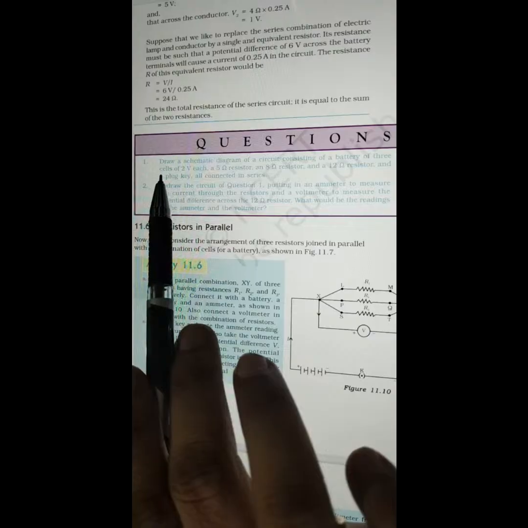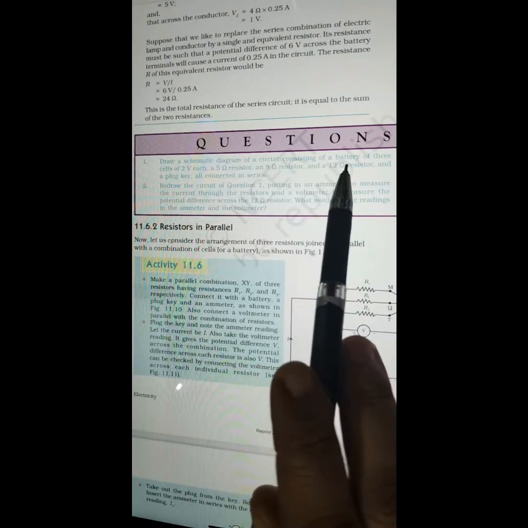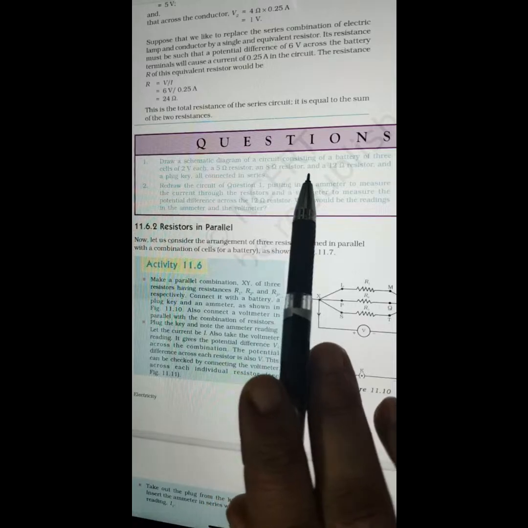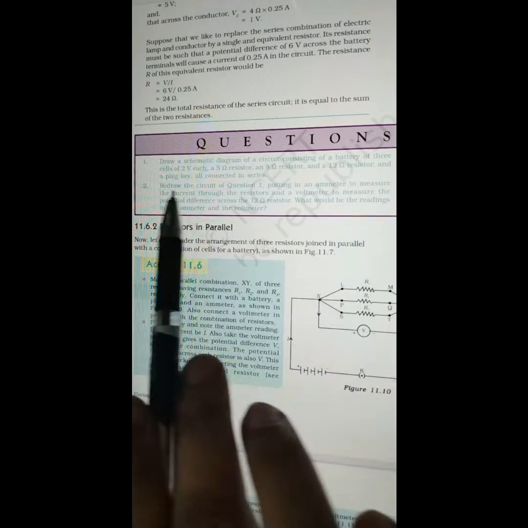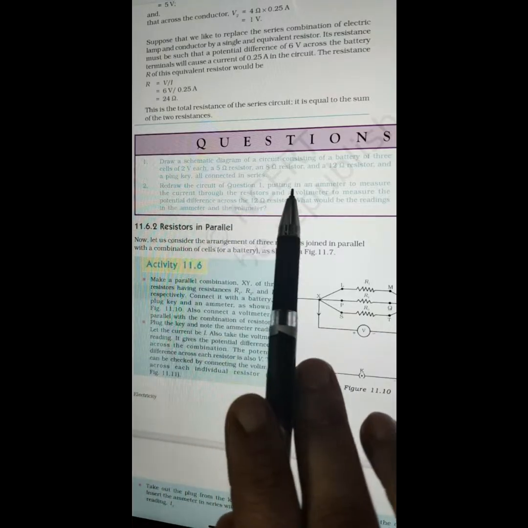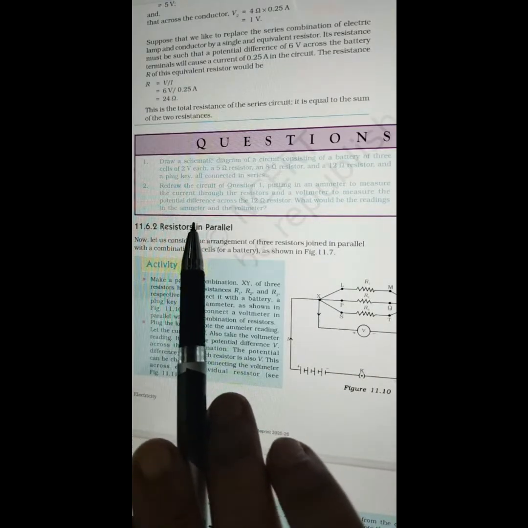In-text questions. Draw a schematic diagram of a circuit consisting of a battery of three cells of 2 volt each, a 5 ohm resistor, an 8 ohm resistor, and a 12 ohm resistor, and a plug key, all connected in series. Redraw the circuit of question 1, putting in an ammeter to measure the current through the resistors and a voltmeter to measure the potential difference across the 12 ohm resistor. What would be the readings in the ammeter and the voltmeter?